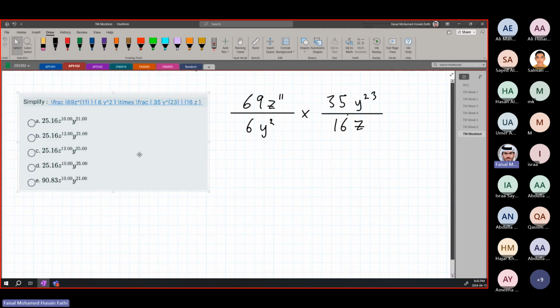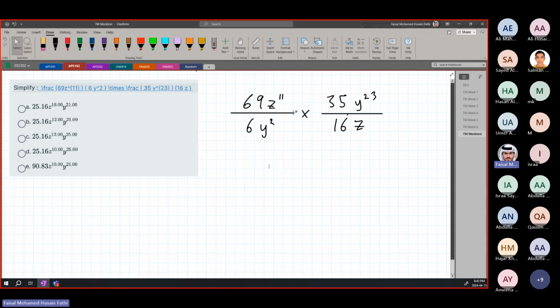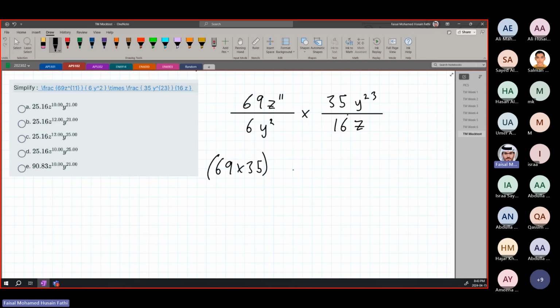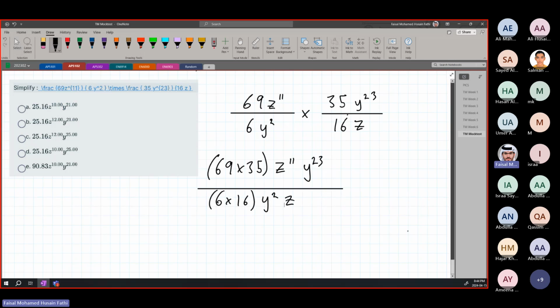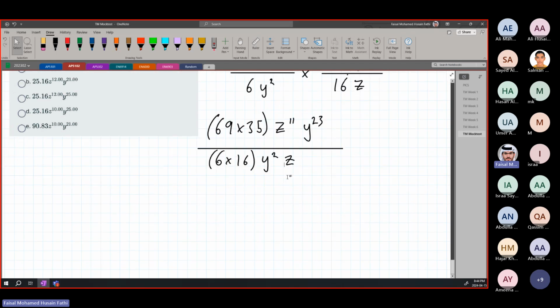The way I usually solve this is, first thing, I have to simplify. So I have to multiply everything into everything. So it's going to be 69 times 35. I'll keep the constants outside here. And then we'll have z11 and y23. This is our numerator, all over 6 times 16. I'll keep the constants alone here. All right. So we can simplify this even further. The next step is I will put numbers by themselves, the z's by themselves, and the y's by themselves. So this is how it will look.